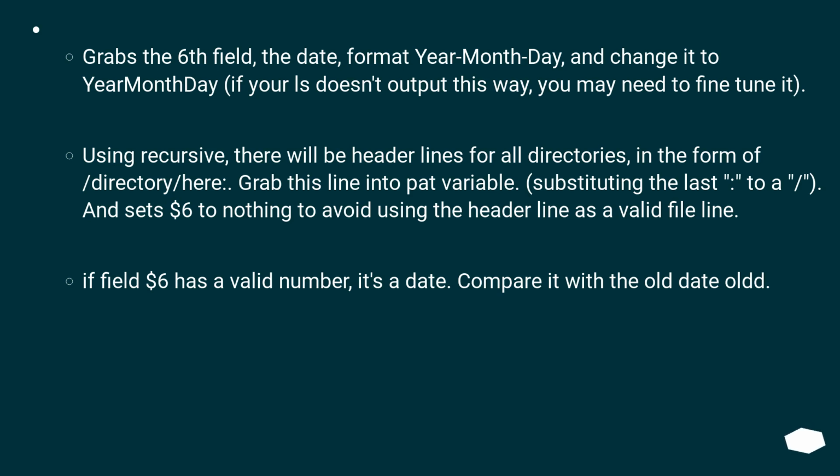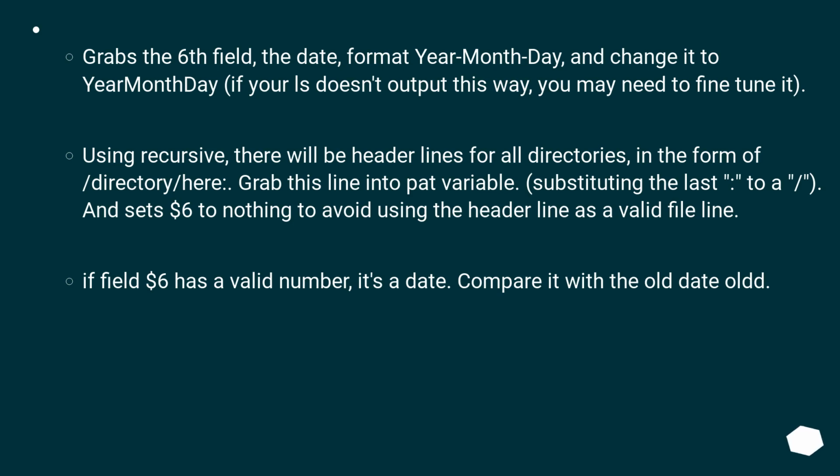Using recursive, there will be header lines for all directories, in the form of /directory/here:. Grab this line into the pat variable, substituting the last colon with a slash, and set $6 to nothing to avoid using the header line as a valid file line. If field $6 has a valid number, it's a date.